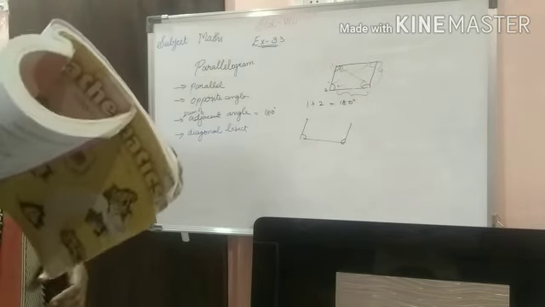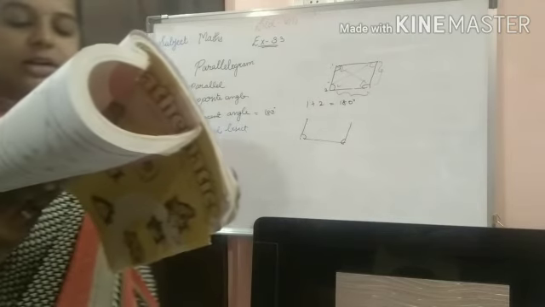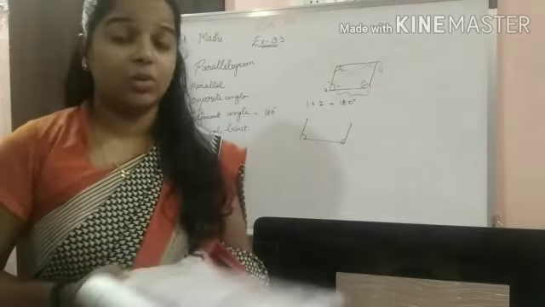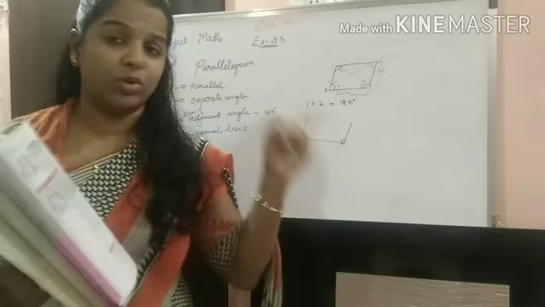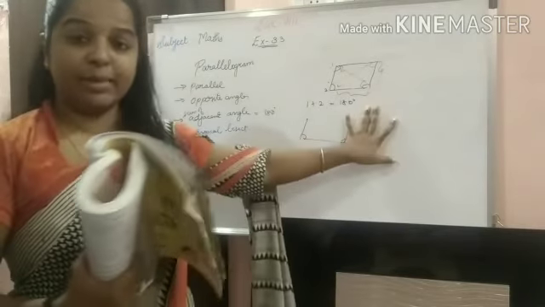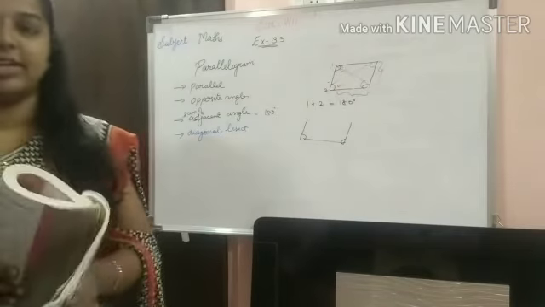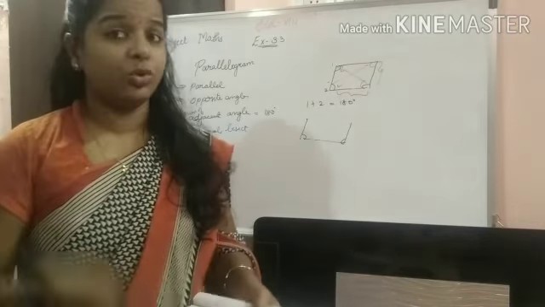And angle DAB plus angle CDA is equal to 180 degrees. Why? Adjacent angles are supplementary. Here you can see that I had explained adjacent angles to you. Understand? So adjacent angles add up to 180 degrees. Okay. Let's move on to the next sum.